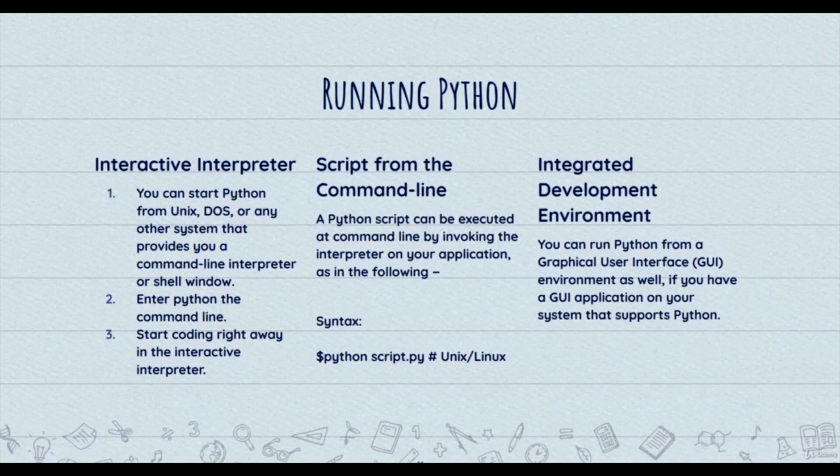The next one is script from the command line. That means a Python script can be executed at the command line by invoking the interpreter on your application. For example, if you open your command prompt and type python script.py, that will help us see if we have the permissions or not. This is a simple command that will help you understand how we can try it from a command prompt. So this is about the script from the command line for now.